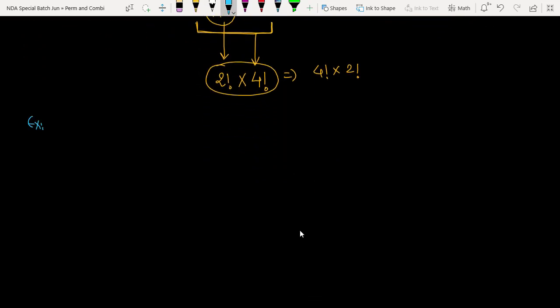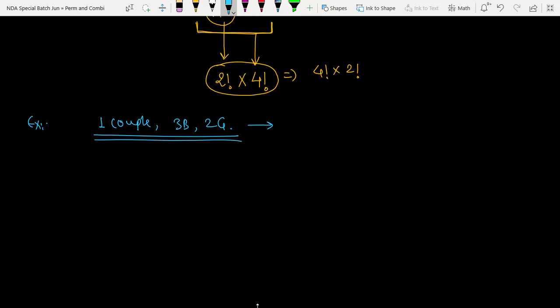Example. Suppose there is a family, there is one couple, husband and wife, 3 boys and 2 girls. It's a big family. So there is one couple, 3 boys and 2 girls. First of all, tell me how many different photographs you can take, or how many total ways you can arrange them.